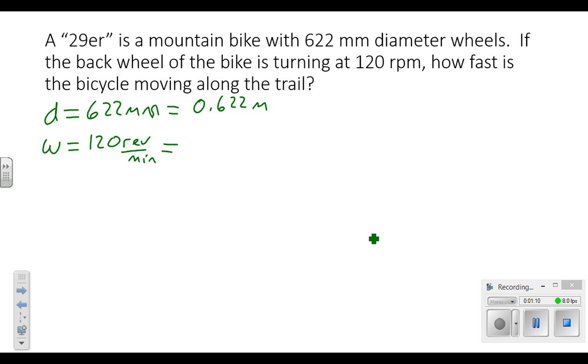I would invite you to stop and do the conversion of revolutions per minute to radians per second. And when I did that, I got 12.6 radians per second. Okay, and the question is, how fast is the bike moving along the trail? So that would be a velocity. V is what we're looking for.